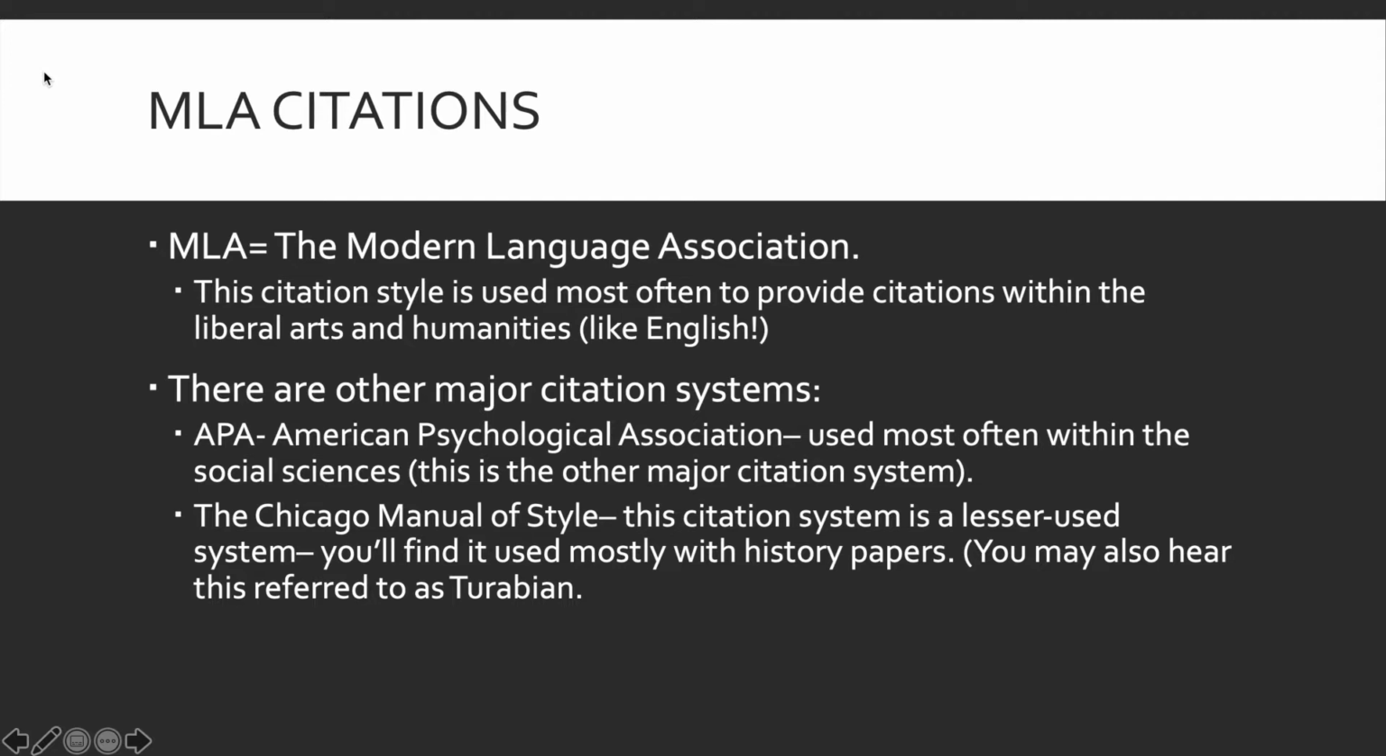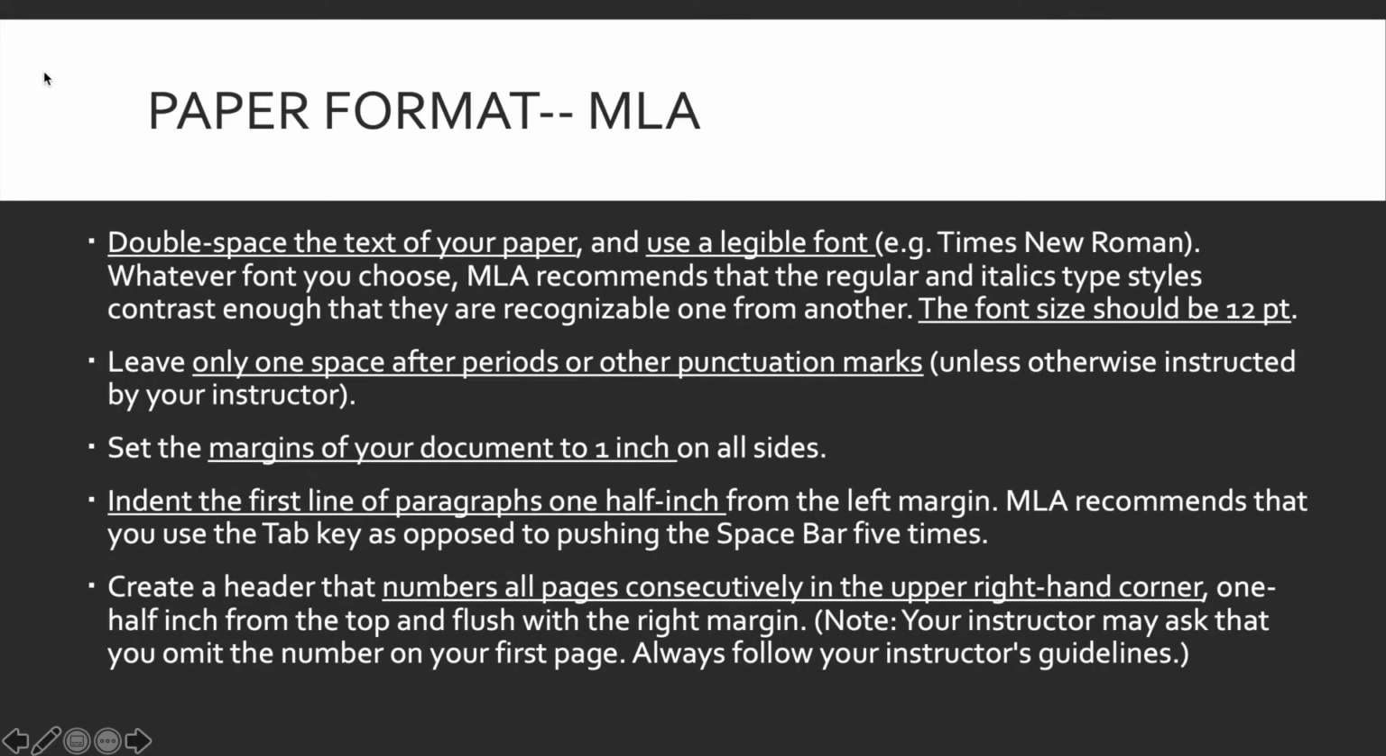There are also two other major citation systems, which is APA, used most often with social sciences, and the Chicago Manual of Style. You might also hear this referred to as Turabian, and Chicago Turabian is usually used with history papers. I want to go over a couple of the major things for MLA format. So some of the big things, you want to make sure that you double space your paper. Every part of it should be double spaced. You want to use 12-point font. You want to use a legible font, so nothing fancy, just Times New Roman, whatever the general default font is, that's what you should use.